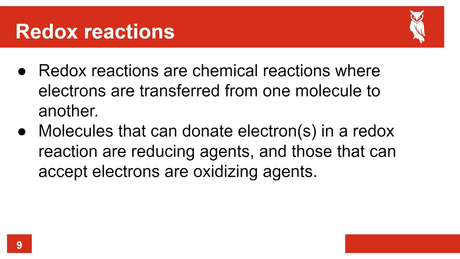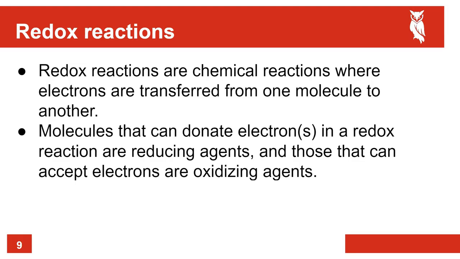Molecules that can donate electrons in a redox reaction are called reducing agents. Those that can accept electrons are called oxidizing agents. So if it can donate, it reduces. If it accepts, it's an oxidizing agent. What gets kind of difficult is that reducing agents are oxidized, but oxidizing agents are reduced. And so it gets really confusing.